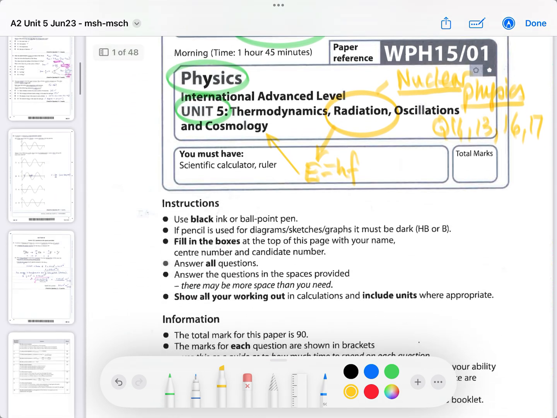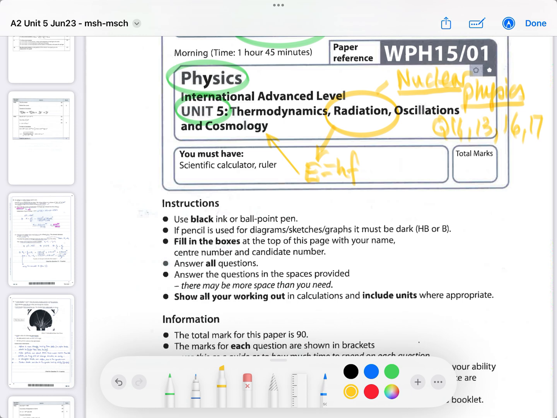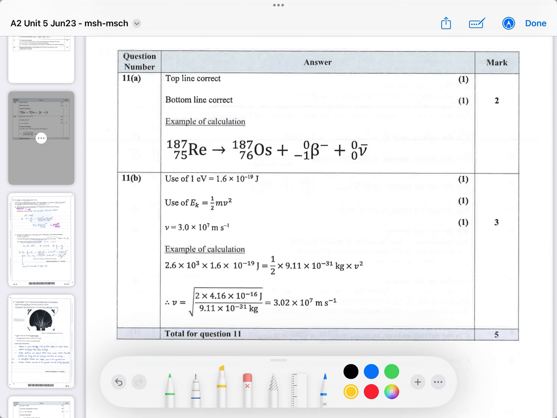Okay, so the first question we did was after the multiple choice. I showed you this question, question 11. You can see it's got beta decay, nuclear balanced equation. We've already done beta decay, and you had to explain how you're going to convert electron volts into joules, or vice versa. They're giving you 2.6 kilo electron volts, and you've got to change that into joules by multiplying by 1.6 times 10 to the minus 19, so you can work out the velocity of the particles. In this case, it was an electron.